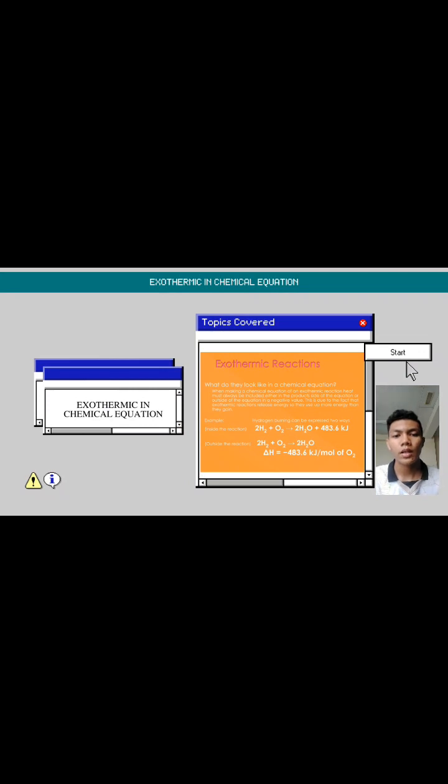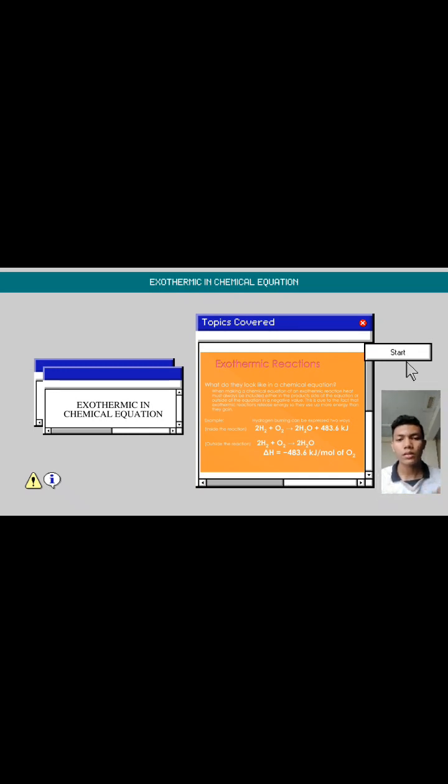Next, how do we express exothermic reaction in chemical equation? There are two ways to express the exothermic reaction in chemical equation. First, inside the reaction, we will use 2H2 + O2 produces 2H2O + 483.6 kJ. Next, the second expression is outside the reaction. We will use 2H2 + O2 produces 2H2O. The heat release is minus 483.6 kJ per mole of O2.